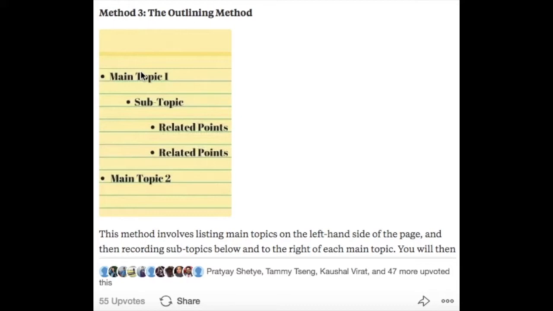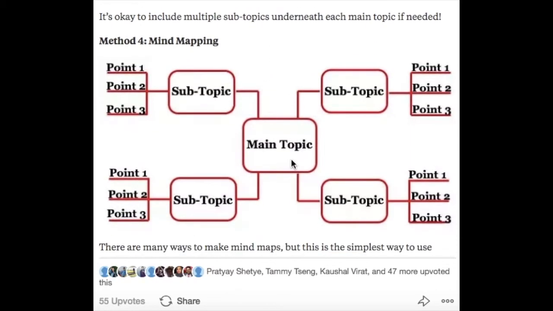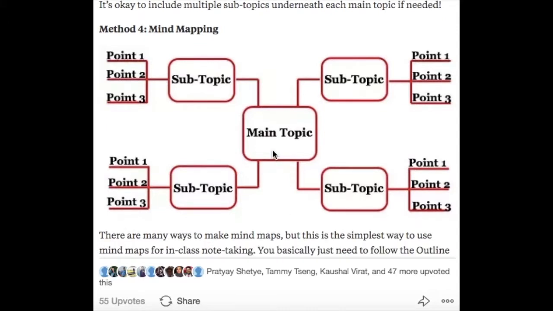You've got your main topic, and then you've got subtopics and related points. So with mind mapping, you're going to make one map for each main topic. If there's a really big main topic, then this would be a good method. You just put that main topic in a box right in the center, and then you connect that to your subtopics, and your related points would just be attached to each subtopic.